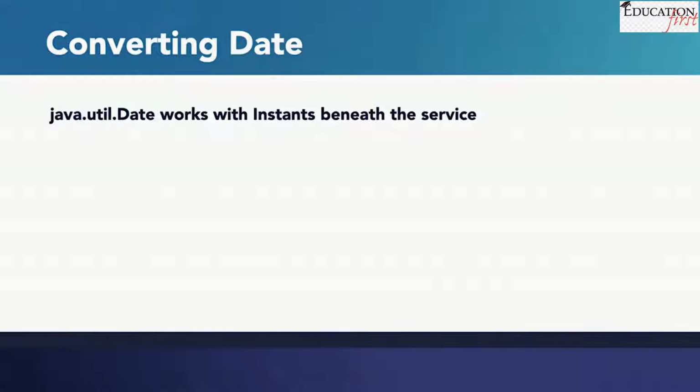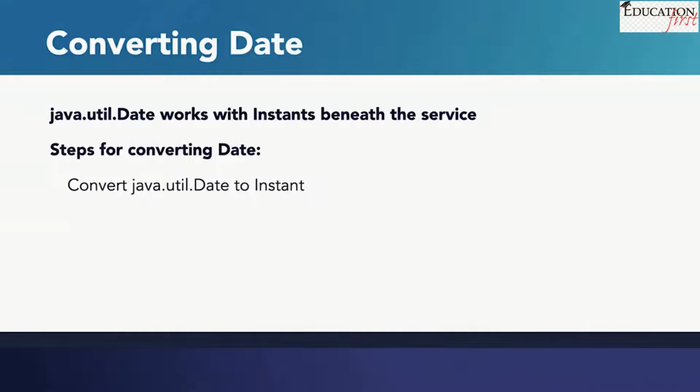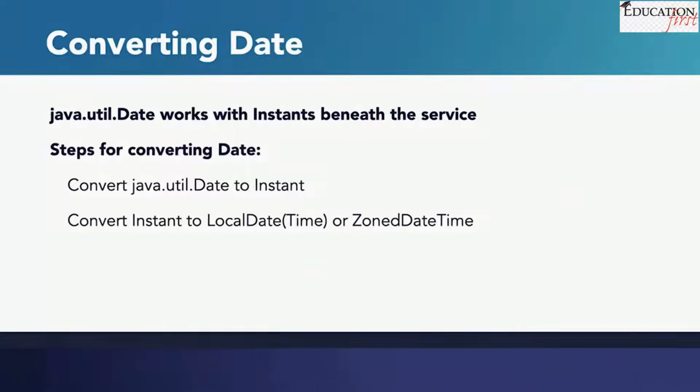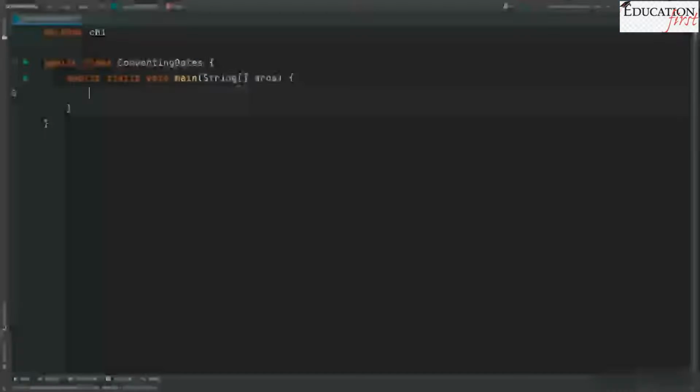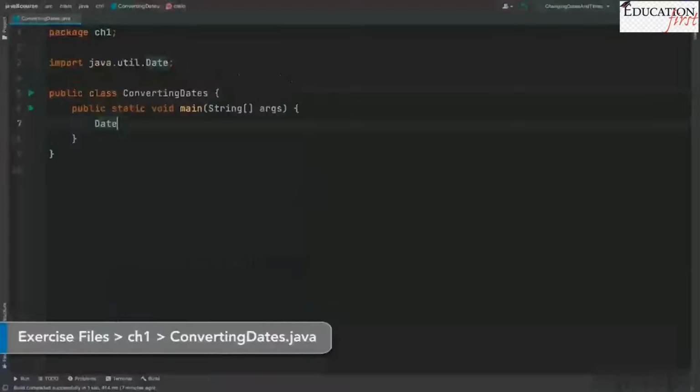Java util Date works with Instant beneath the surface, and it actually leads to the following steps for converting a date. We first convert our old date to an Instant, and then convert the Instant to the LocalDate or LocalDateTime or ZonedDateTime that we want to have. There's actually multiple ways to do this, but I'm just going to be showing you this one. So let's say we have an old date.